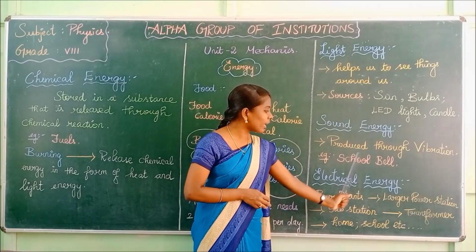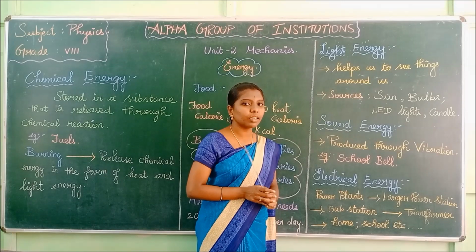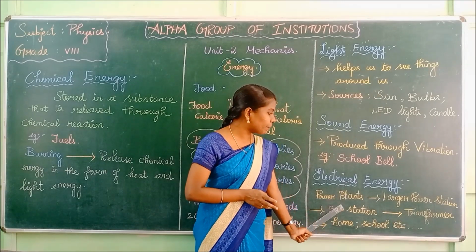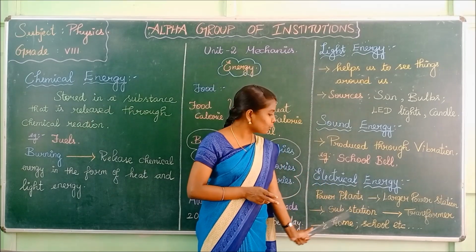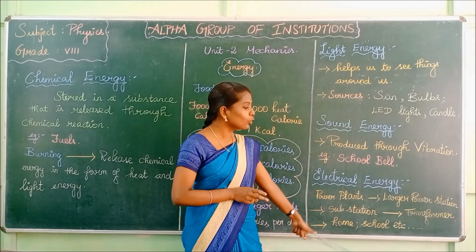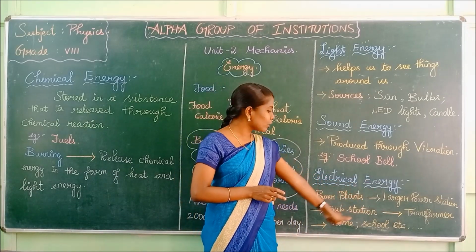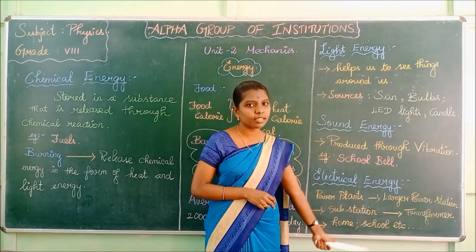Next we are going to see electrical energy. Where do we get electricity from? We get electricity from power plants to larger power stations, from larger power stations to substations. From substations, the electricity is supplied to transformers. From transformers, we receive electricity to our home, school, etc.